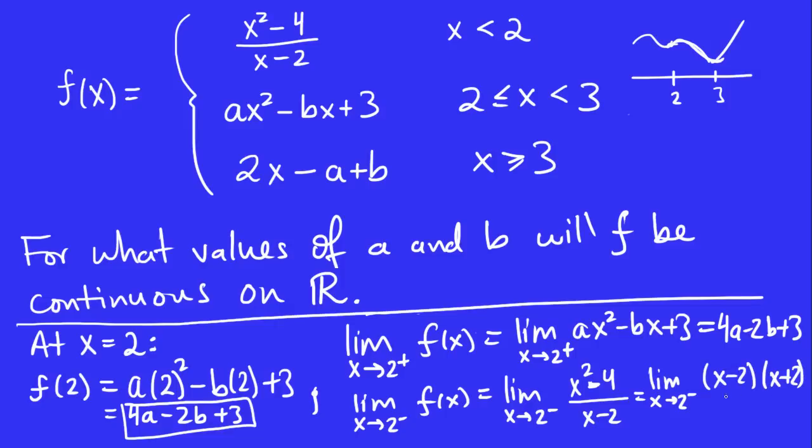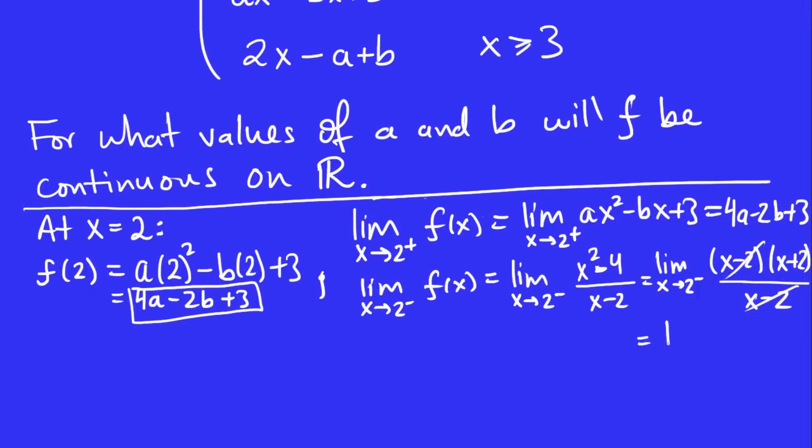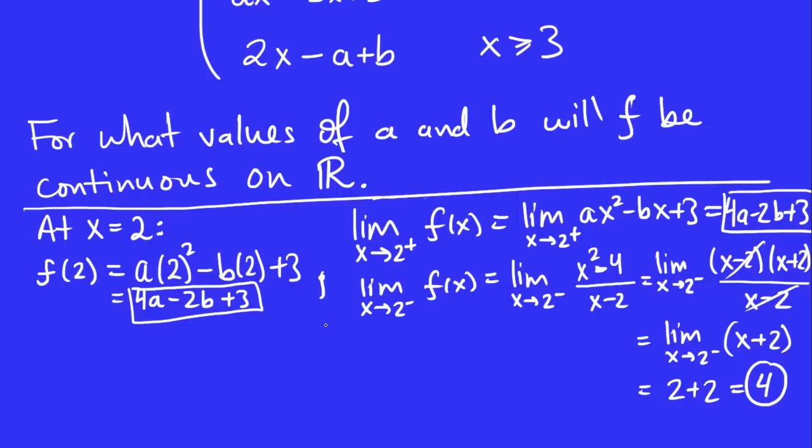So I'll factor the top as a difference of squares. And when I do that, I see some nice canceling that happens here. So it looks like this limit is really the same as the limit of just x plus 2. And now we're back to the limit of a polynomial, so I can just put that in. And I get 4. So the 3 quantities that I get here are the 4a minus 2b plus 3 and 4, right?